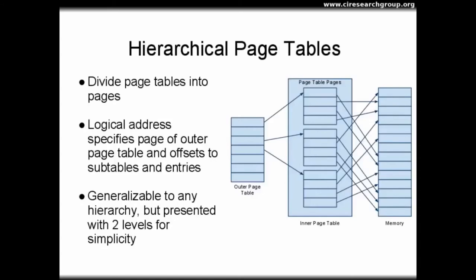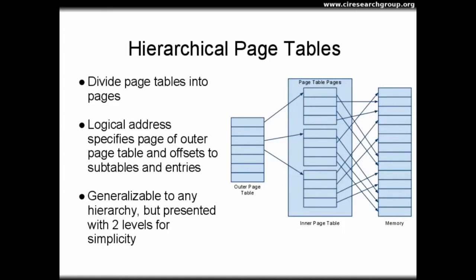One approach to reducing the page table search time whenever a TLB miss occurs is to store the page table as a tree instead of a list. This technique of hierarchical page tables divides the page tables into pages. Each logical address in process memory is divided into an outer page table, a set of offsets into various levels of subtables, and a final offset to the specific byte of memory to be accessed. This technique can be generalized to any number of levels in the hierarchy, but I will present here a simple system that uses only two levels.